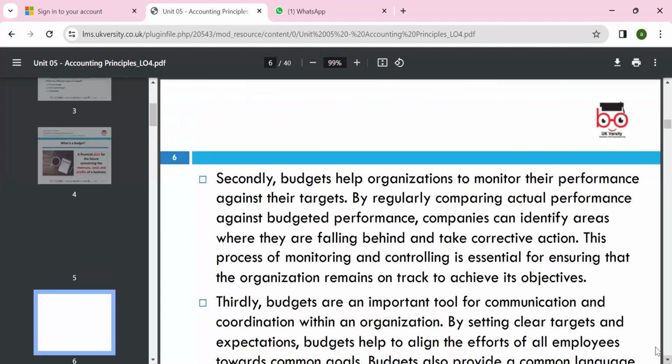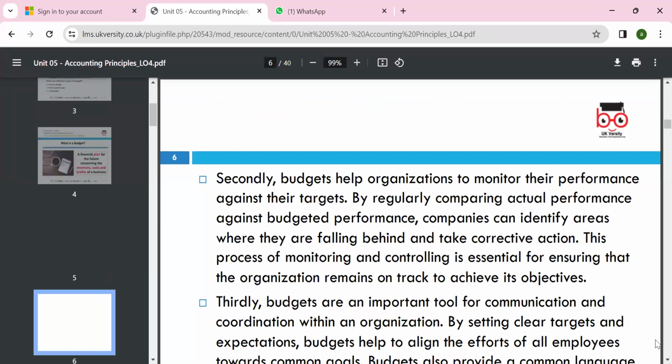Secondly, the budget helps the organization monitor performance regularly. We can compare the budgeted and actual, find the variance, and take corrective action. So it helps the organization to track and achieve their objectives.